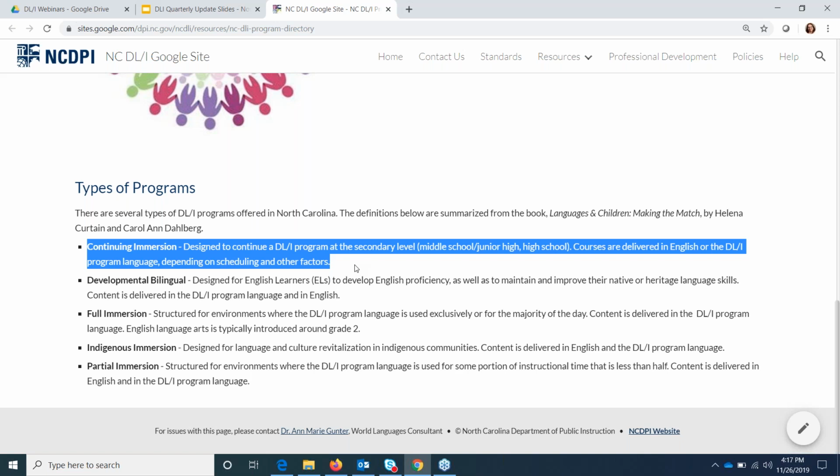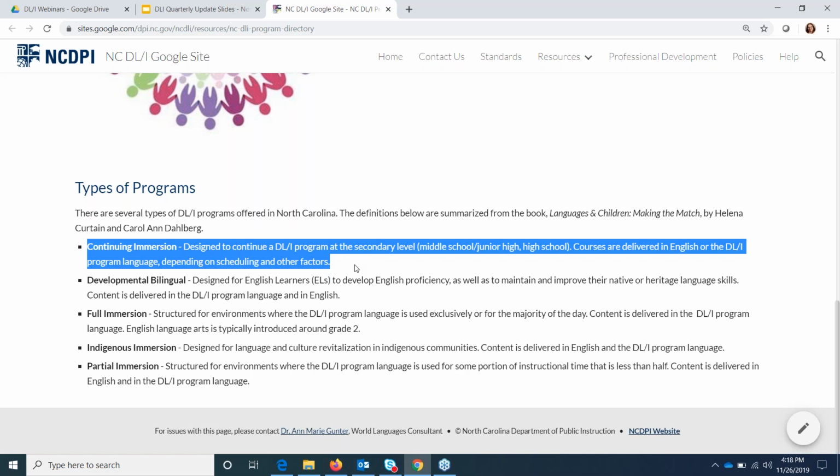So if a student's been in a Spanish DLI program in elementary, learning content in the language as well as the language itself as language arts, they may only be able to continue in middle school and high school with their language development as they take, for example, high school credit courses at the middle school and then advance into high school and do advanced courses like a level 3, a level 4, AP courses, and so on.